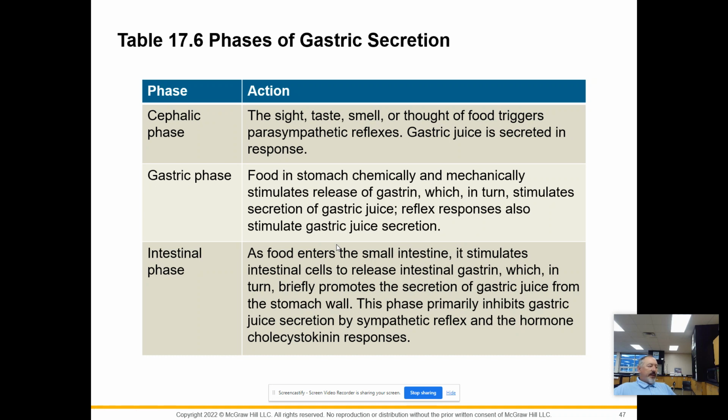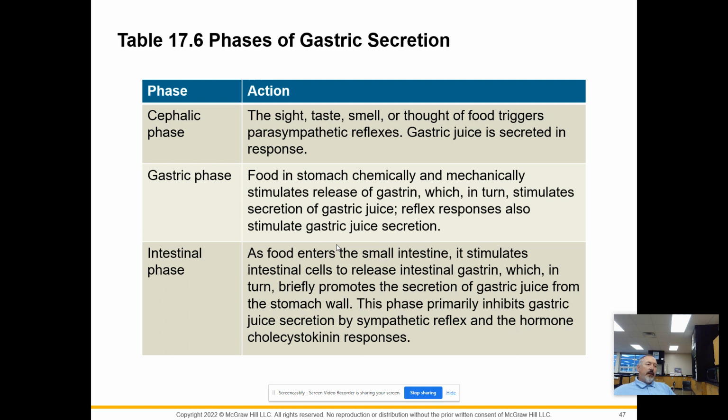When we look at the phases of gastric secretion, we have the cephalic, gastric, and intestinal phases. Cephalic is going to refer to head. Anytime you see the word cephalo, that's referring to the head. So this is going to involve the parts of digestion where your body sees, tastes, smells the food.